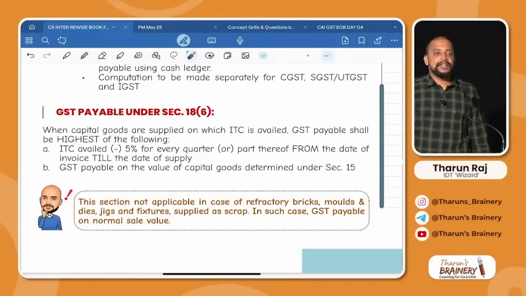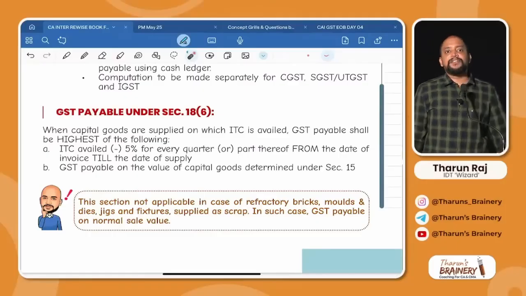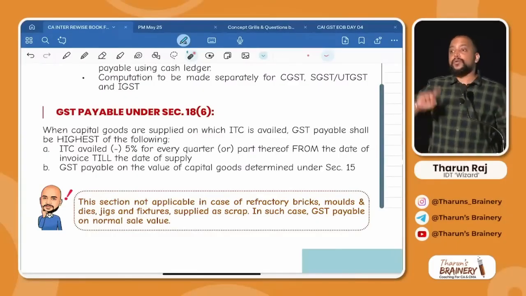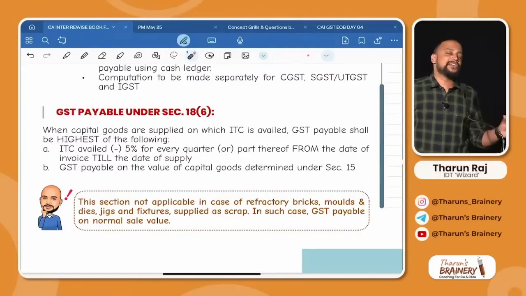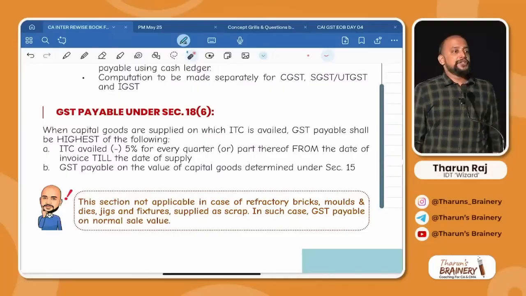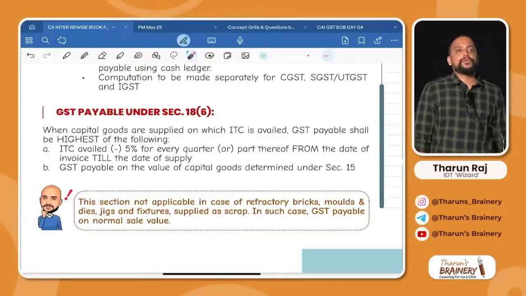ITC availed minus 5% for every quarter or part thereof from the date of purchase. Quarter or part thereof means what? Even if you are using it for one day in that quarter, you need to take it as a full quarter. And quarter is considered as what here?